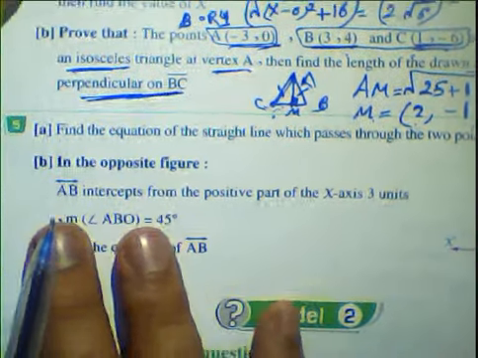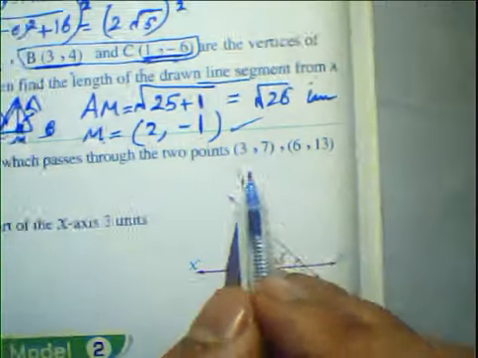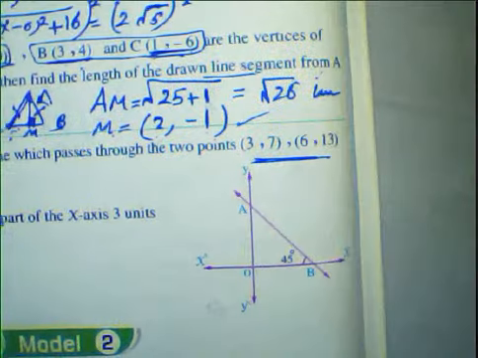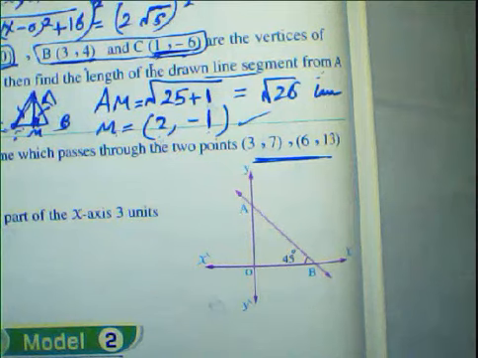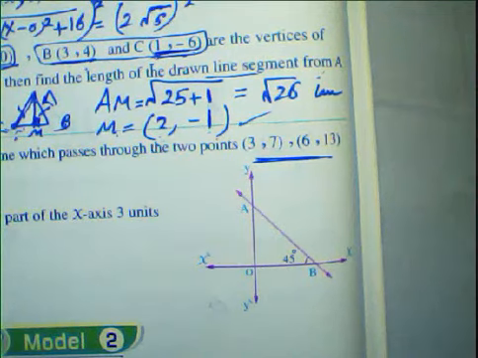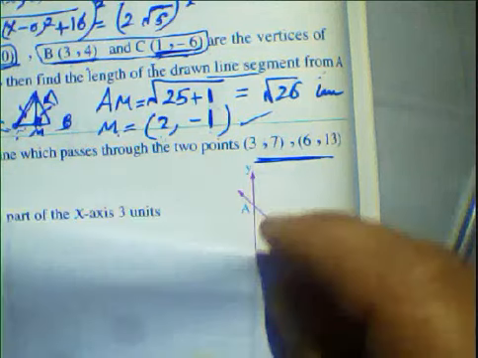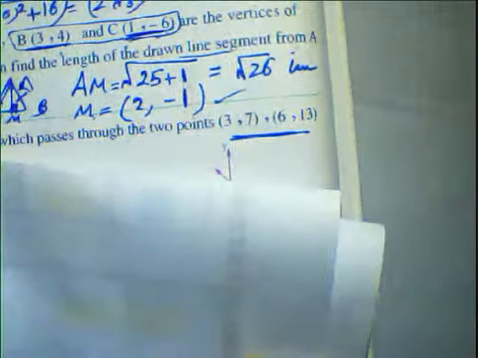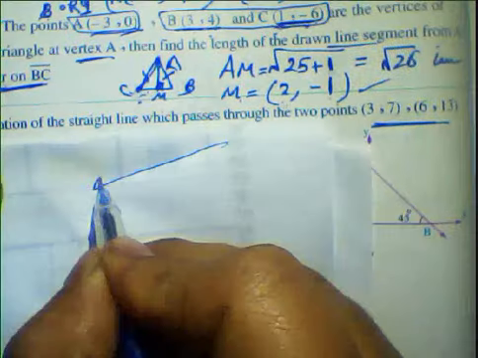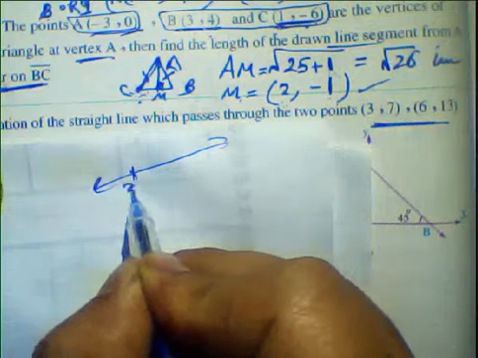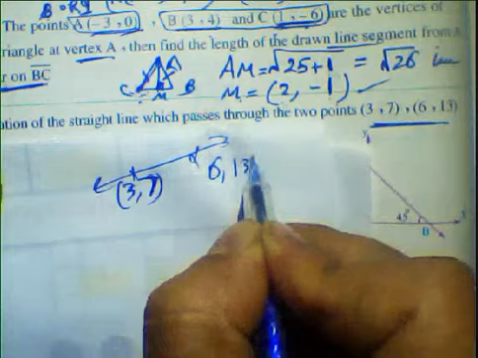Question here, number 5a: find the equation of a straight line which passes through the 2 points here. We can solve this example. Let y equal mx plus c. You can solve it here about the relation. You want to find the straight line passing through 2 points: 3 and 7, and second, 6 and 13.